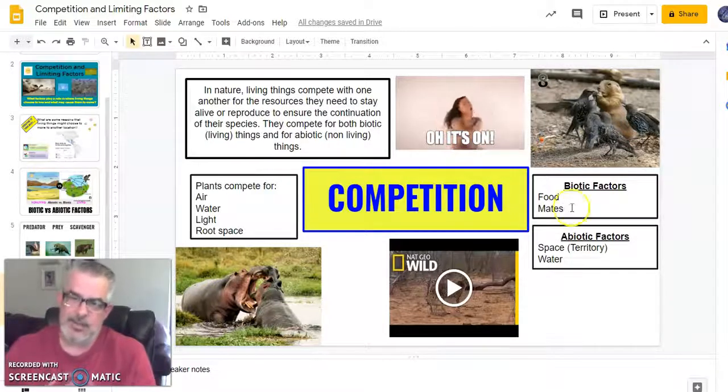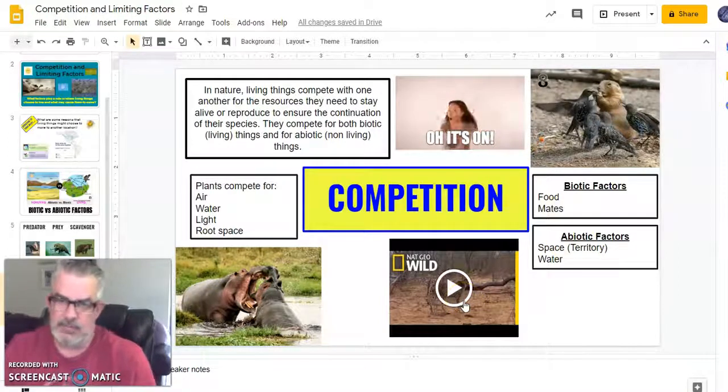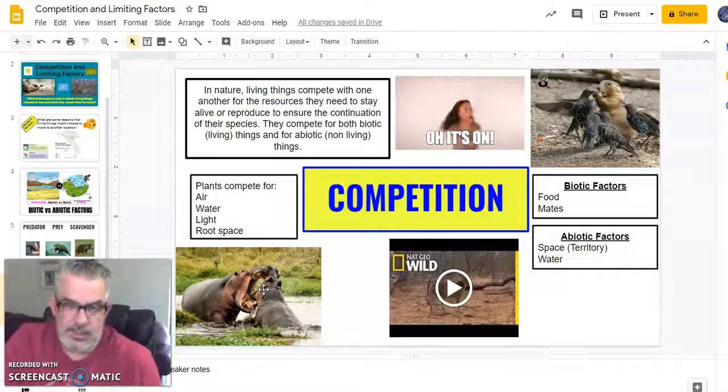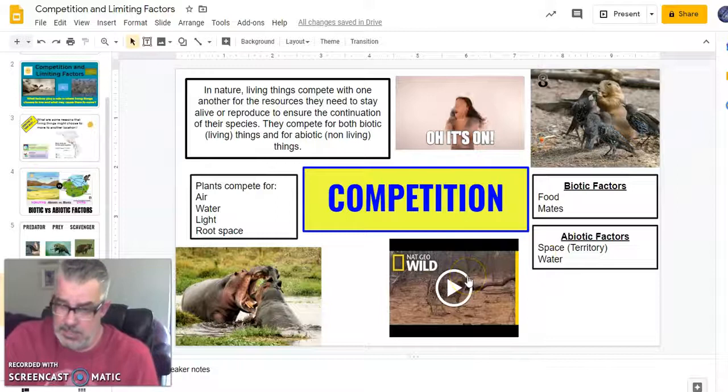There's a video down here that shows a cheetah losing his kill to some scavengers, some wild dogs, I think it is. And then these hippos here are probably competing for space and territory so that they can either mate or have the availability of food. Okay, so that's what competition is about. Again, competition in the wild is about staying alive.